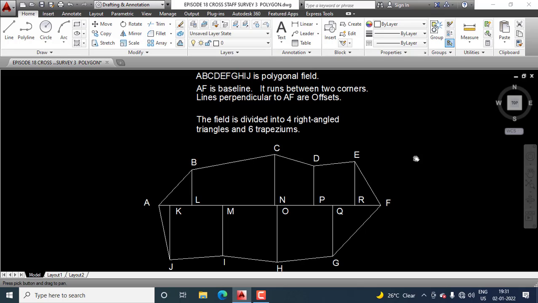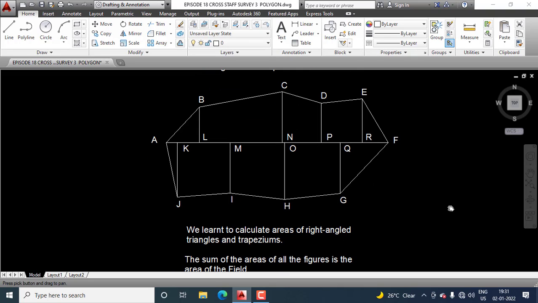The field is divided into 4 right angle triangles and 6 trapeziums. 1, 2, 3, 4 right angle triangles and 1, 2, 3, 4, 5, 6 trapeziums. We learnt how to calculate areas of right angle triangles and trapeziums. The sum of the areas of all these figures is the area of the field.